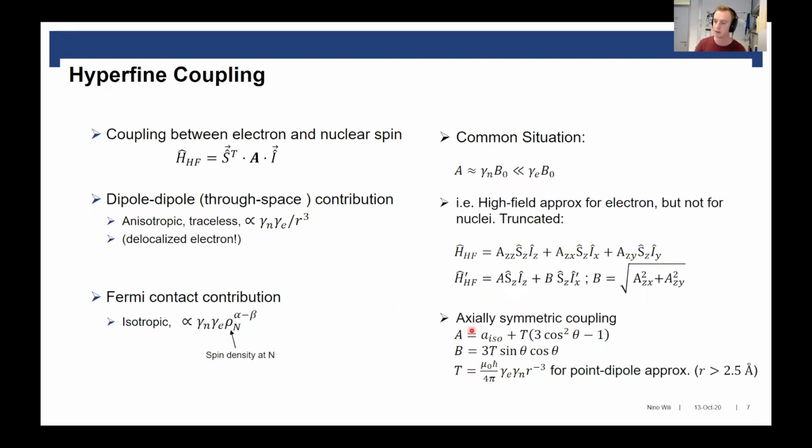You see that the isotropic component also only contributes to the A term, and the rest is basically, if it looks like a dipolar coupling, just a second rank contribution. And for the point dipole approximation, we have a nice expression for this T, which would then give you information about the distance between electron and the nucleus.